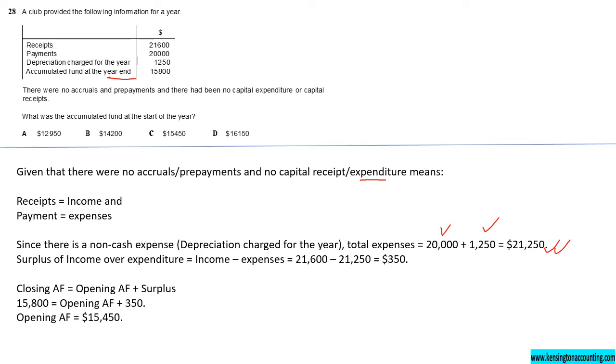Now, because there was also depreciation, total expenses will be the payments of 20,000 plus the depreciation for the year. So therefore total expenses or expenditure is 21,250. Therefore the surplus of income over expenditure is income minus expenses. Income would be 21,600. Total expenses would be 21,250. Therefore the surplus for the year is 350. Now the closing accumulated fund is equal to opening accumulated fund plus the surplus. Closing we know is 15,800 as per the question above. Surplus is 350. Therefore, solving this equation, opening accumulated fund is 15,450. Therefore, the answer is C.